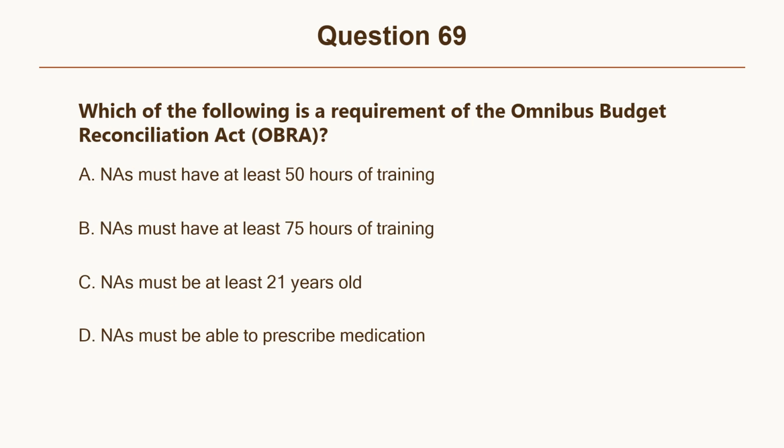Question 69. Which of the following is a requirement of the Omnibus Budget Reconciliation Act (OBRA)? Option A, NAs must have at least 50 hours of training. Option B, NAs must have at least 75 hours of training. Option C, NAs must be at least 21 years old. Option D, NAs must be able to prescribe medication. The correct answer is option B, NAs must have at least 75 hours of training.